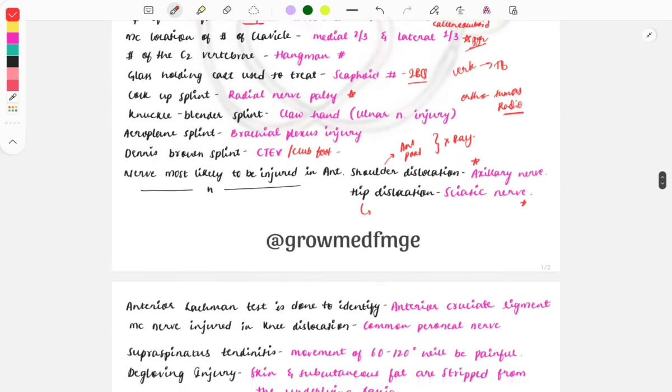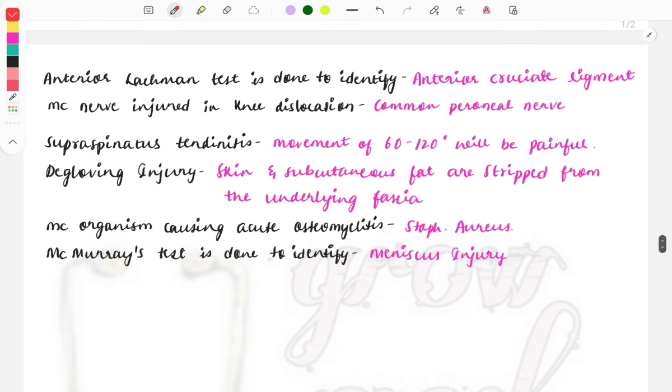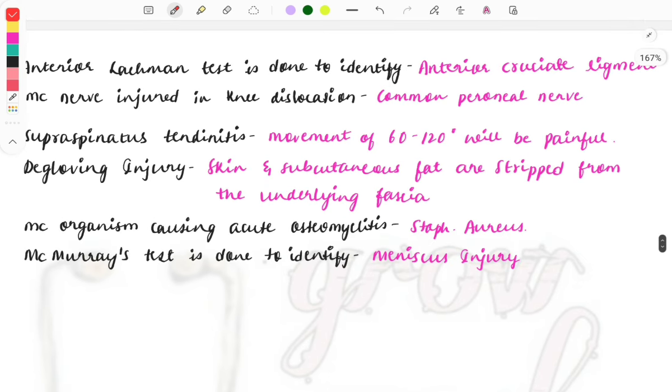You can easily complete it also. Lachman test is done to identify the anterior cruciate ligament injury. Most common nerve injured in the knee dislocation, it is the common peroneal nerve. Then supraspinatus tendinitis. So this is an inflammation of the supraspinatus tendon, and the movement between the 60 to 120 degree will be painful.